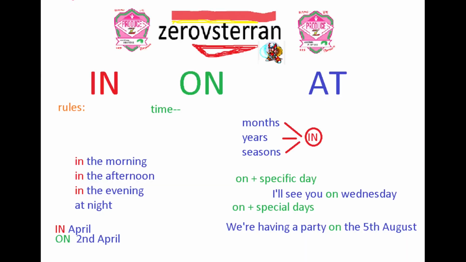Okay, time, it's quite easy. I met my wife in 2004. I was born in March. I love going on holiday in summer. So months, years, and seasons we use in, and also periods of the day. So in the morning, in the afternoon, in the evening, with the exception of course of night.